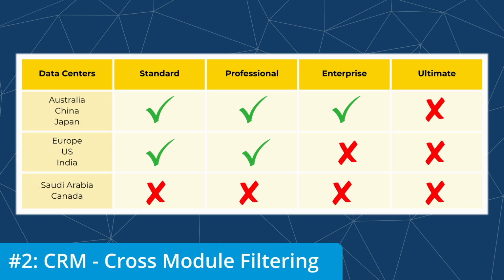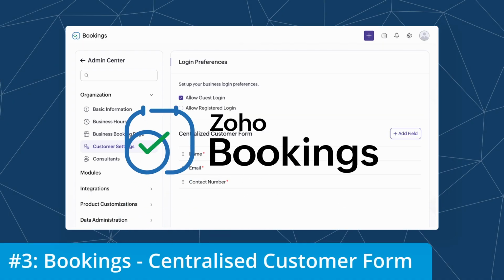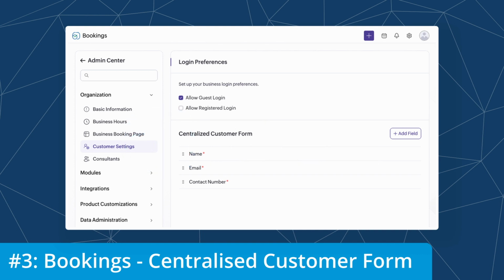If you manage multiple booking types in Zoho Bookings, you've likely had to configure your booking form fields separately for each one. The new Centralized Customer Form fixes that specific issue. You can now define a single set of booking form fields once and have them applied across all your booking types automatically. This means consistent data collection across the board without having to rebuild the same form every time you create a new booking.